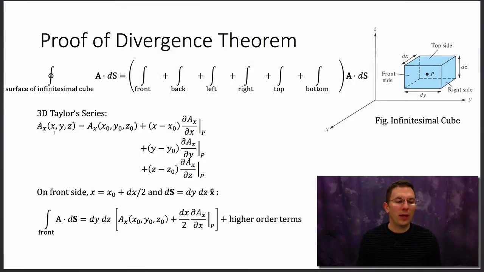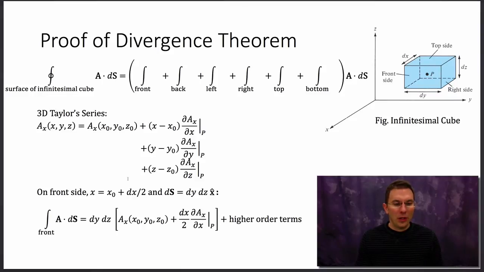Then we can approximate a function A, in this case the x component of A, as the function at that point P, plus (x minus x naught) times the partial derivative of A sub x with respect to x evaluated at x naught, y naught, z naught, plus (y minus y naught) times the partial of A sub x with respect to y evaluated at x naught, y naught, z naught, plus (z minus z naught) times the partial of A sub x with respect to z evaluated at the point P. This approximation is exact in the limit as x tends toward x naught, so it's a good approximation so long as you're close to the point P.